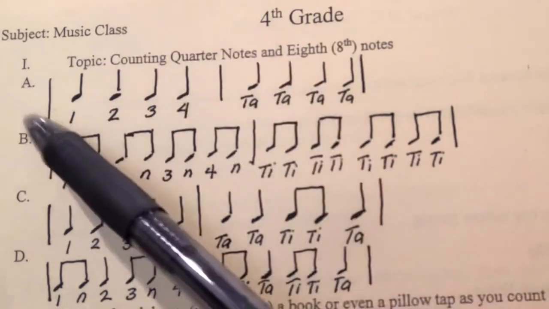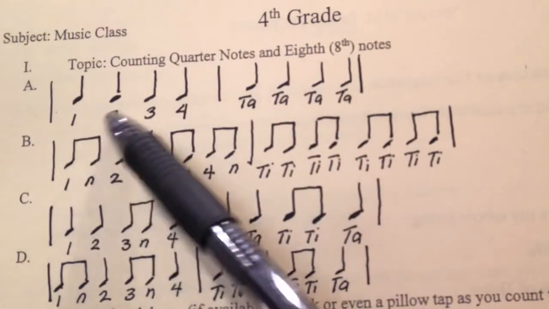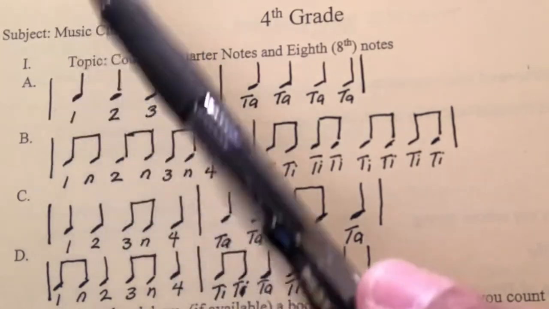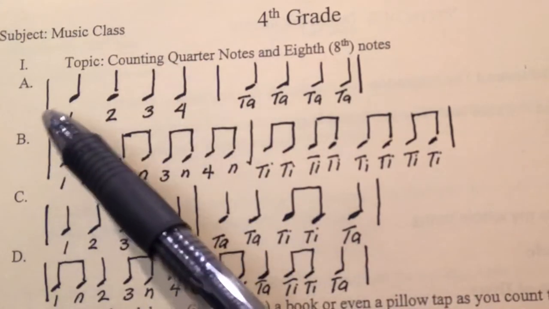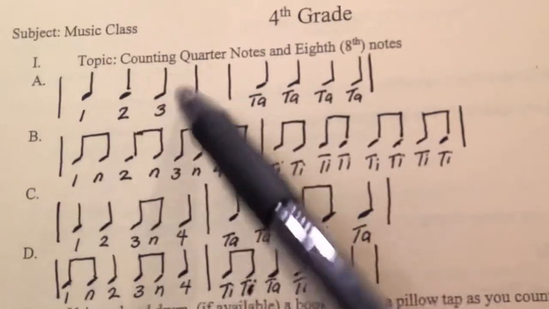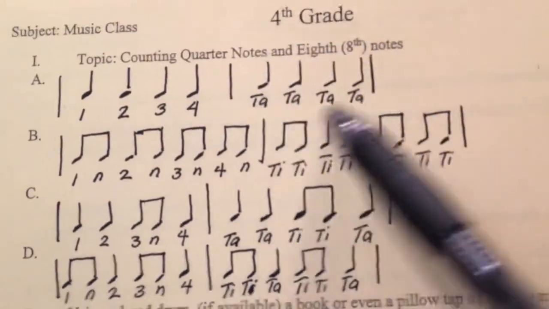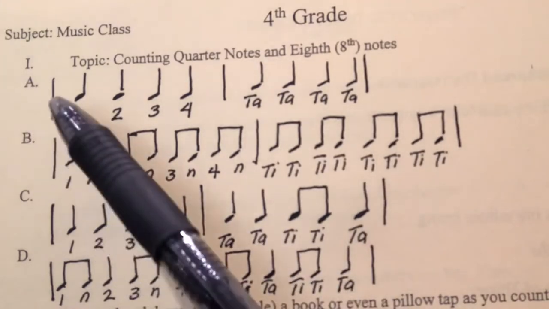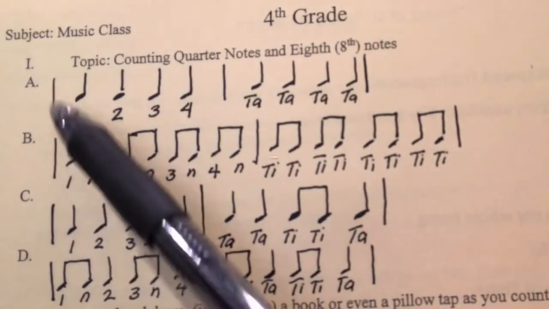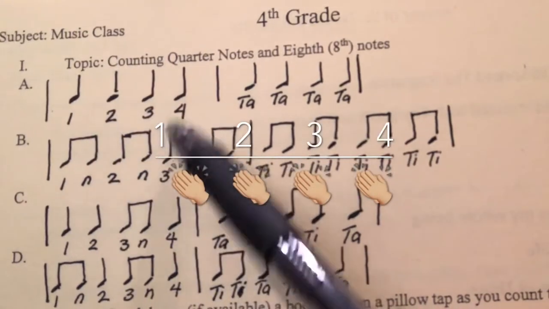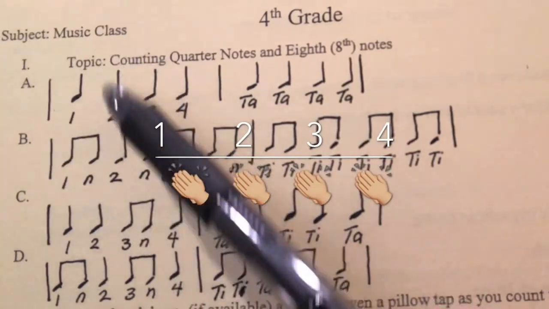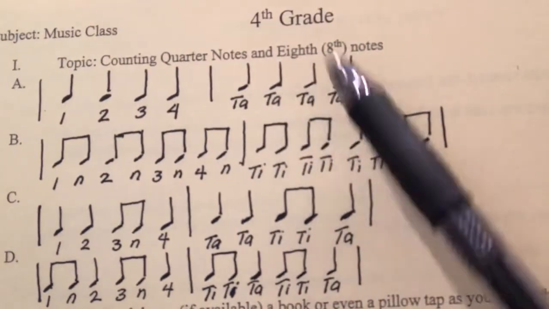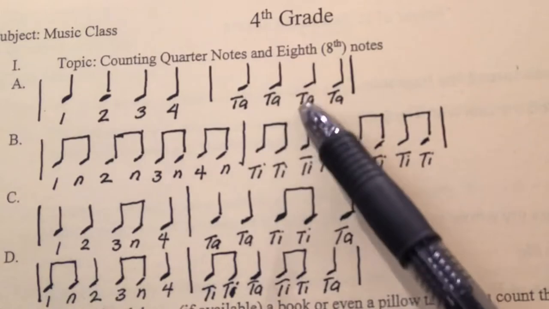Right now, let's do the first exercise, counting and clapping at the same time. We're going to repeat this twice. Then we're going to switch to the rhythmic syllable. Here we go. One, two, ready, start. One, two, three, four. One, two, three, four. Ta ta ta ta ta ta ta ta.